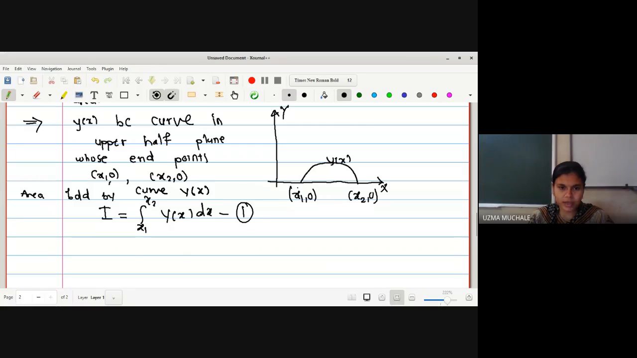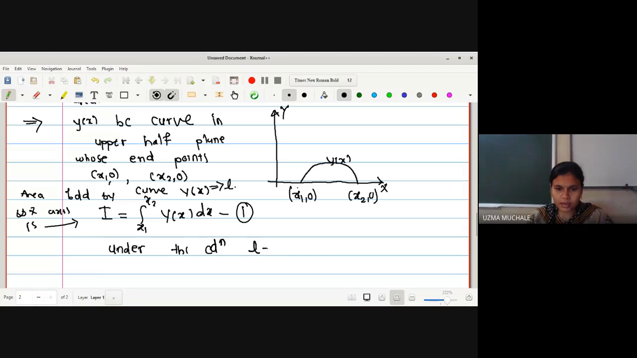What is the curve y of x? Y of x is made up of a length L. Now we have the second condition also. What is the second condition? The curve has some fixed length, that is L, under the condition that the length of the curve is constant.